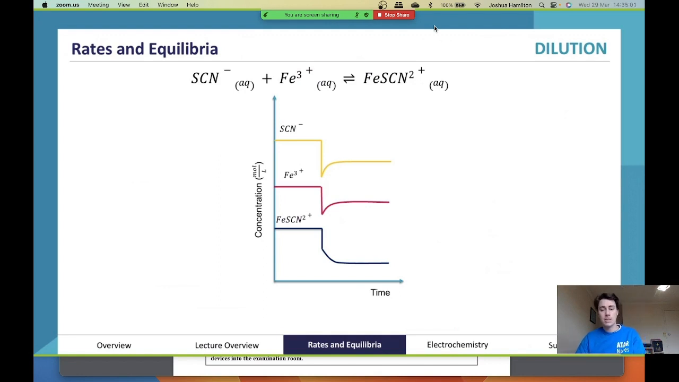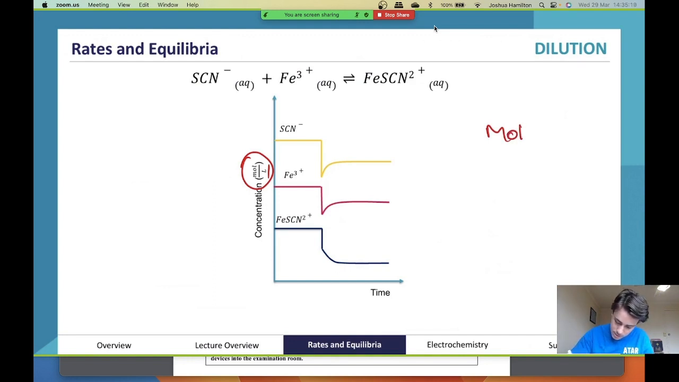Well, what actually happens is everything decreases. The concentration of everything decreases, because remember, concentration is moles over liters. And if we dilute something all the way down, we're still going to have the same number of moles, but we're going to have an increased number of liters. So think about it as moles.